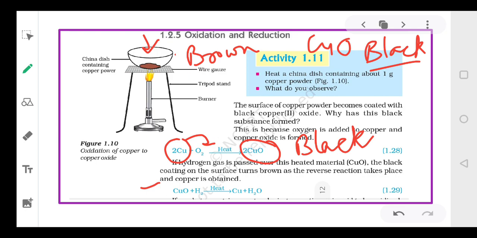So when you heat it with hydrogen gas, the copper is left and water evaporates. So copper oxide turns into copper, and thus the color changes from black to brown. Sometimes they ask you, how can you convert copper oxide back into copper? We can easily convert copper oxide into copper by heating with hydrogen gas. So if you have copper powder and you heat it, the color will change from brown to black. And if you have copper oxide and you heat it with hydrogen, then the color will again change from black to brown.